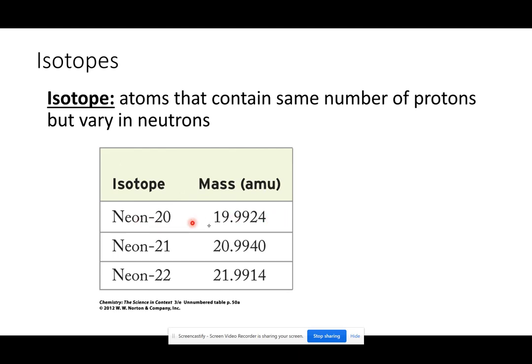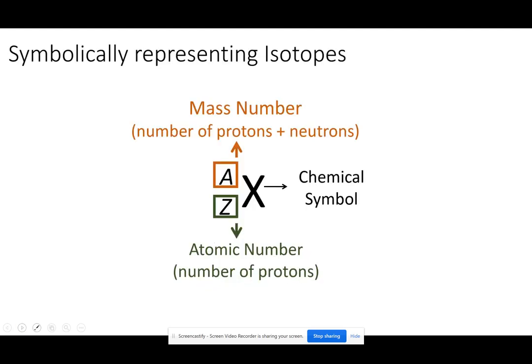One isotope of neon has a mass of roughly 20 AMU. The next one is 21 AMU. The last one is 22 AMU. So we see as we add neutrons, the mass of that isotope is also going to change. Isotopes are very important to us as they're going to tell us more about how these behave, particularly when we get into nuclear chemistry. So what I want to review now is how we symbolically represent isotopes. Then we'll come back to this idea of average atomic mass.